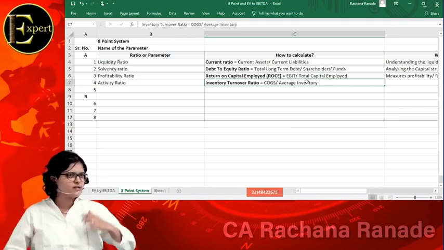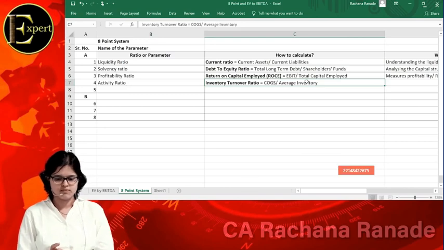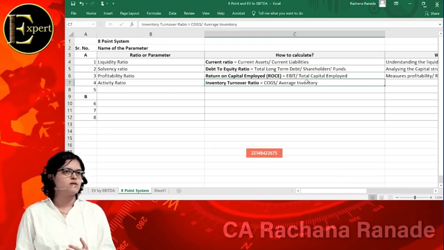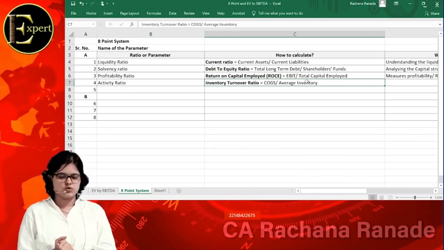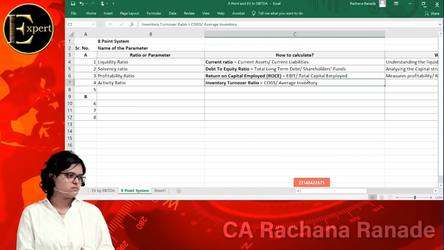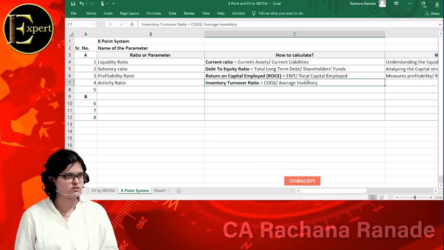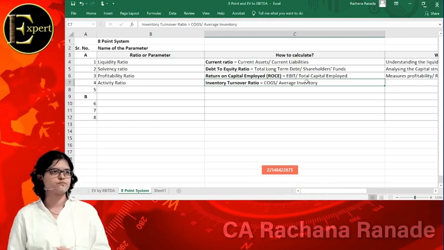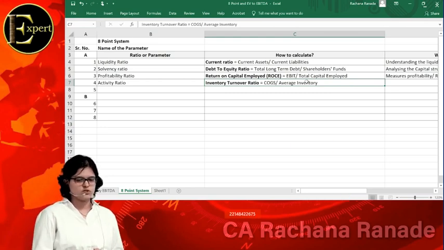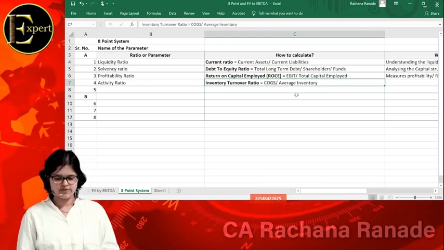Activity. How active is the management? How they're performing their activities? That's an activity ratio. So it's calculated like COGS divided by average inventory. COGS is cost of goods sold. But it's a tricky calculation, so I did not tell you how exactly it is calculated. If you want to write down the formula though, COGS, cost of goods sold, divided by average inventory.